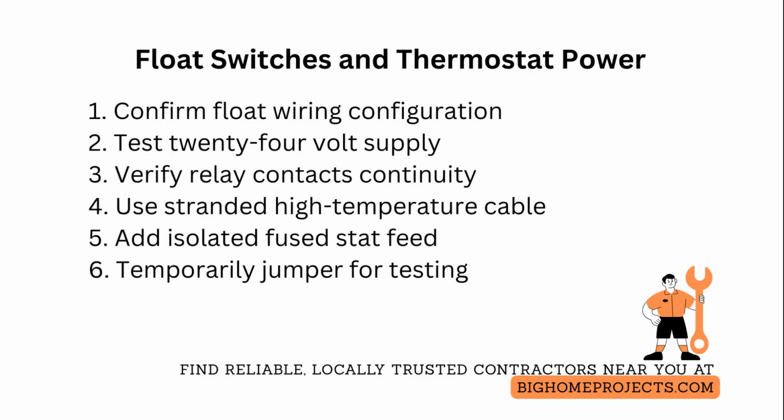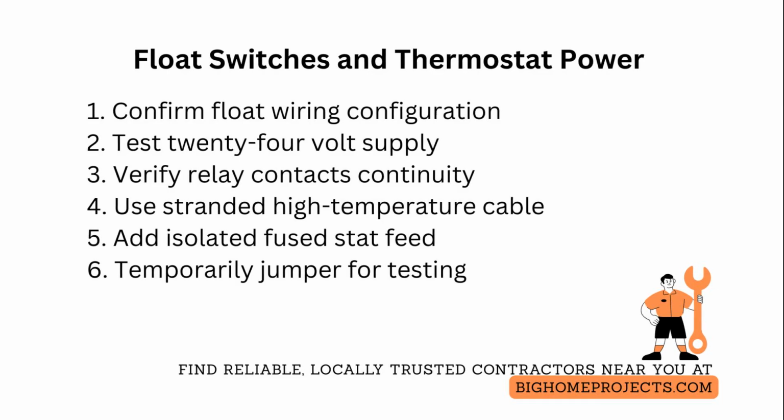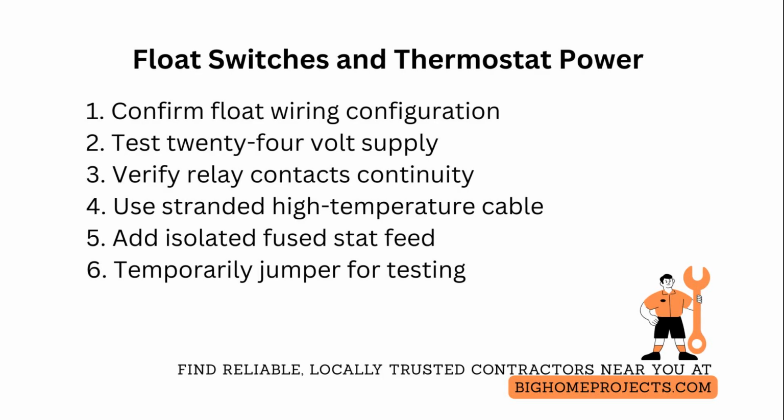For troubleshooting without a multimeter, temporarily jumper the float contacts with a paperclip while the condensate is clear to see if the stat powers up, but only do this for a brief, supervised test and never leave a jumper in place. Clean the condensate pan. Clear the drain line with a wet vac from the roof or service access.